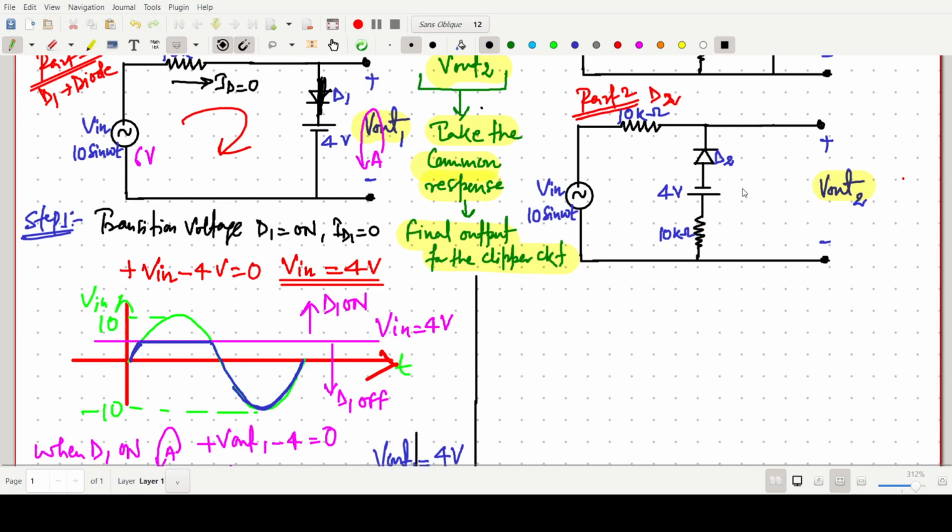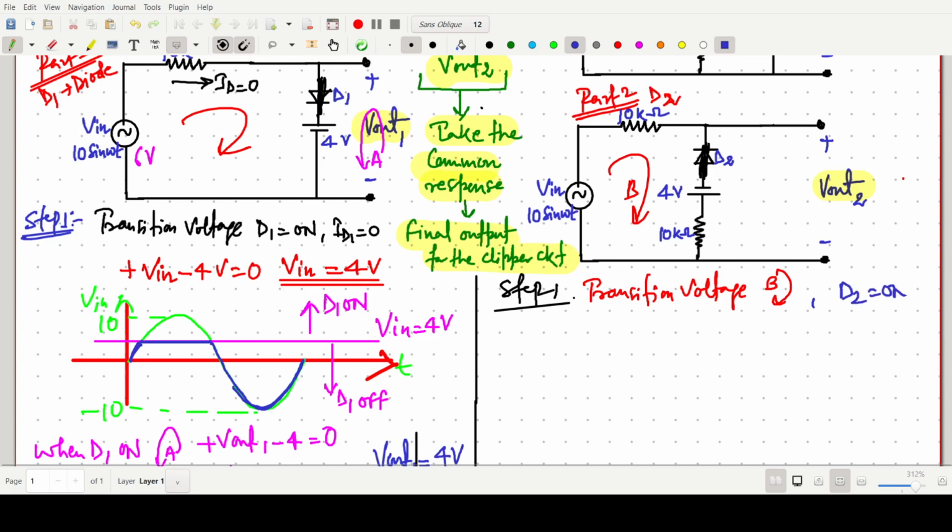Now we have to take care of this circuit. Again, in step 1, we have to find the transition voltage. During the transition voltage, this will be shorted, and we just apply KVL. We are doing the transition voltage in loop B. When doing the transition voltage in loop B, D2 is on, and ID2 will be 0 at that time.